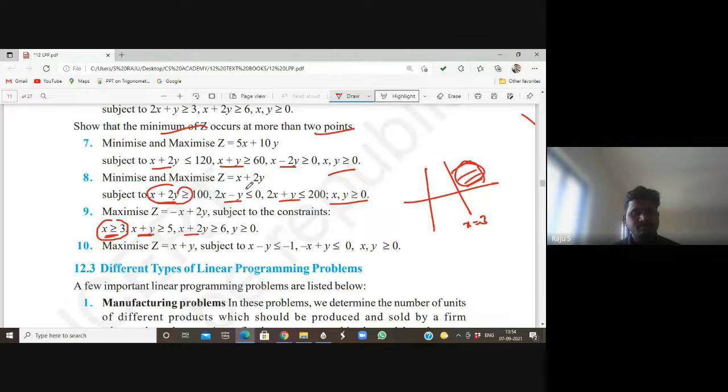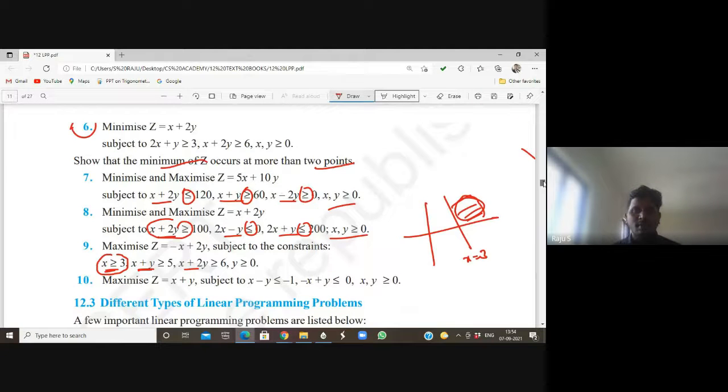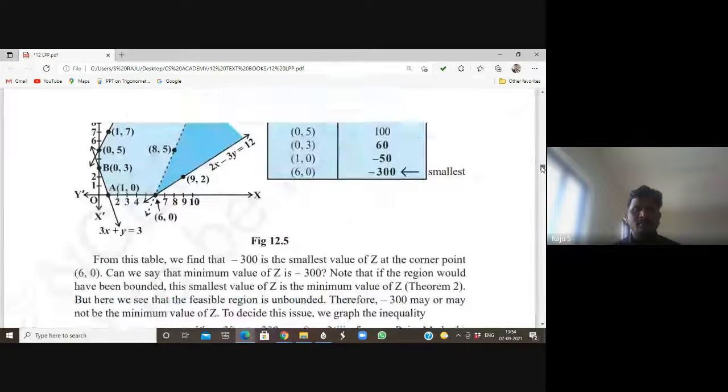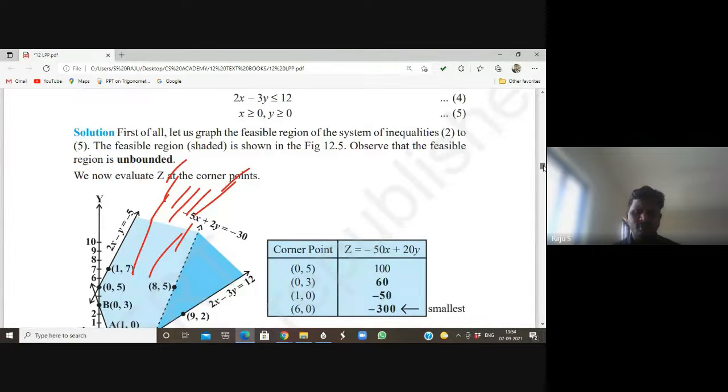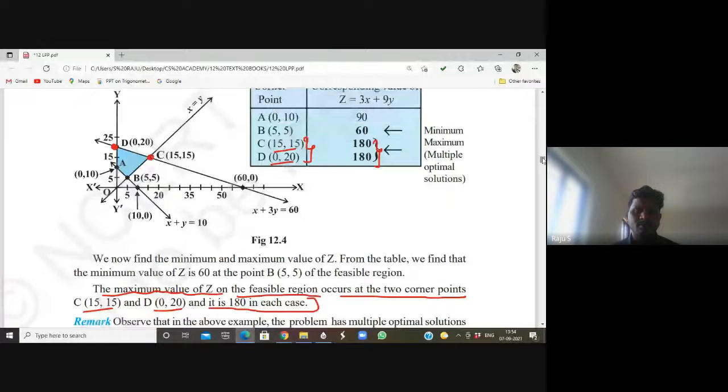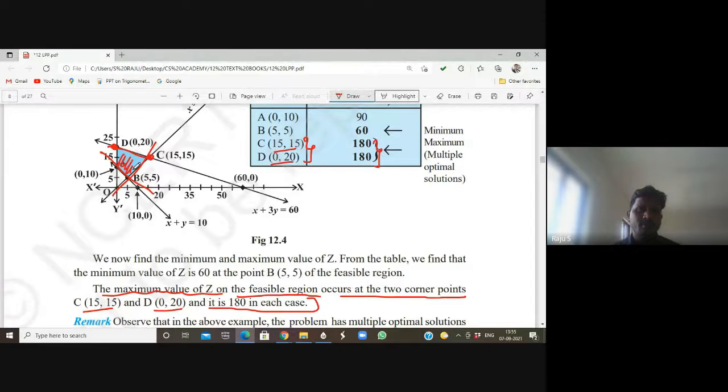Here it is greater than, less than, less than. Less than, greater than means the feasible region lies between these 3 lines. When you observe here, these are examples of unbounded regions, because the region will extend to infinity. We don't have that in the syllabus. Yes, 3 lines are there. 1, 2, 3. The area between these 3 lines.